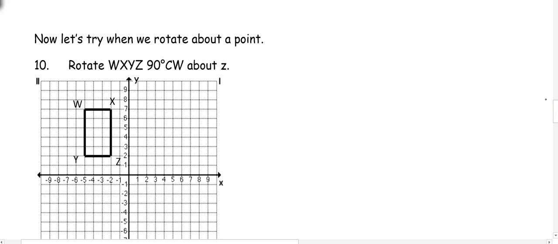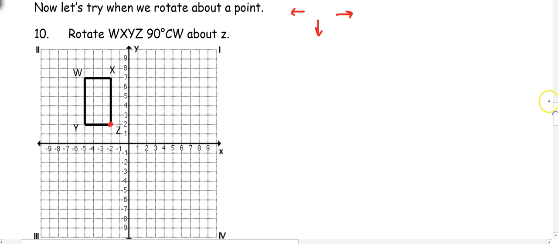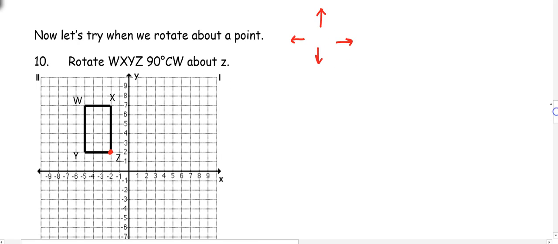Now we're going to change and we're going to rotate about a point. So when you rotate about a point, you have to think about directions. So remember that we have 4 directions: up, down, left, and right. So if it says rotate 90 degrees about point Z, Z is not going to move. Z is going to stay at the same point. So let's try and move one of our points.